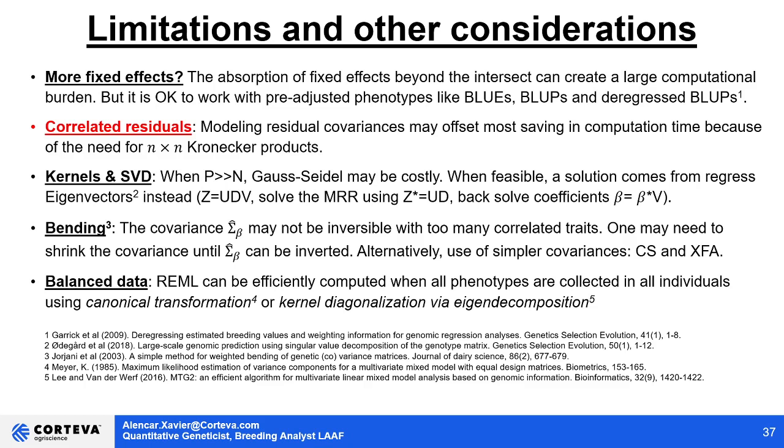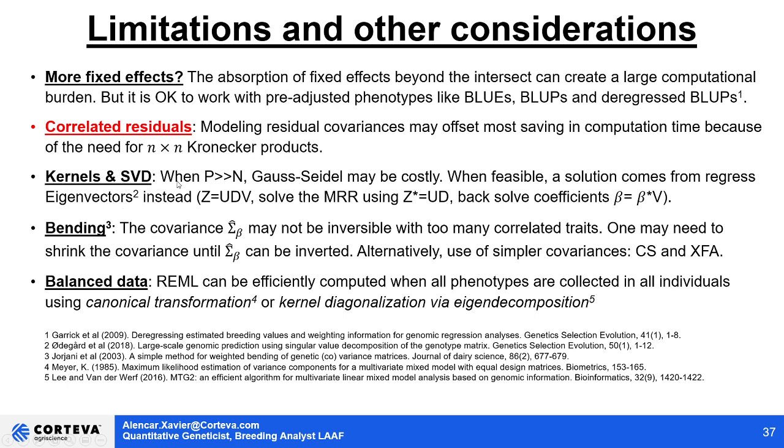and observations. The correlated residuals. One of the things that really increased the speed of our method was avoiding the cross-product. But if the residuals were correlated, we would not be able to get rid of this cross-product. And you might be thinking next about kernels and SVD.